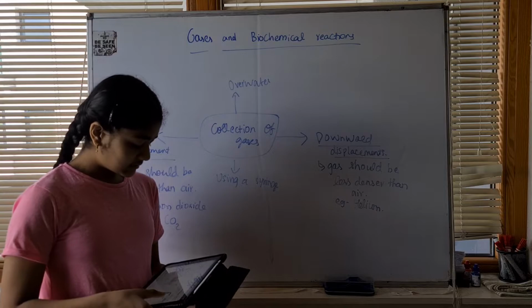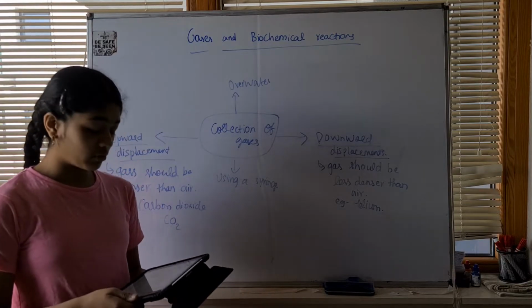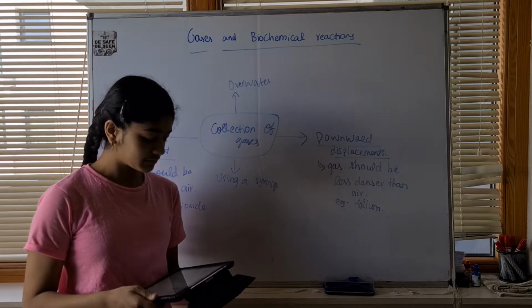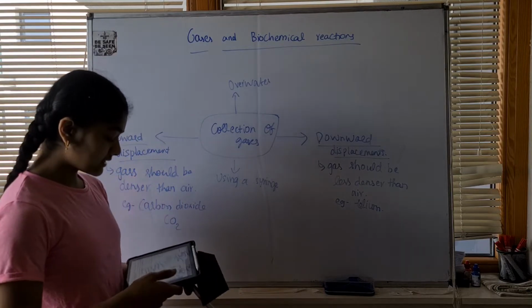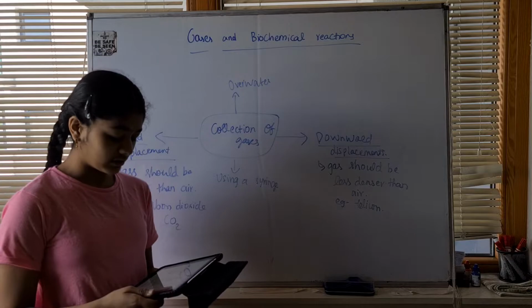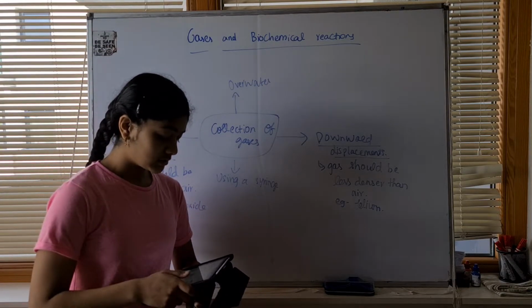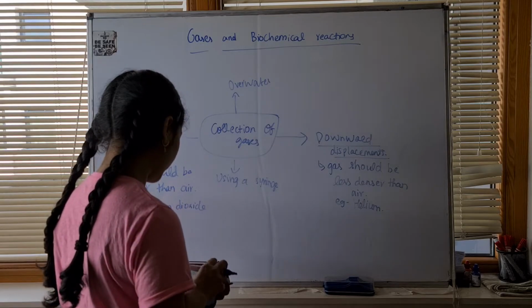Over water is, here the gas will bubble through the water, pushing the water down and out of the test tube. And using a syringe, the gas will rise from the conical flask and into the syringe by pushing the plunger backwards. So we can draw a little diagram of using a syringe.